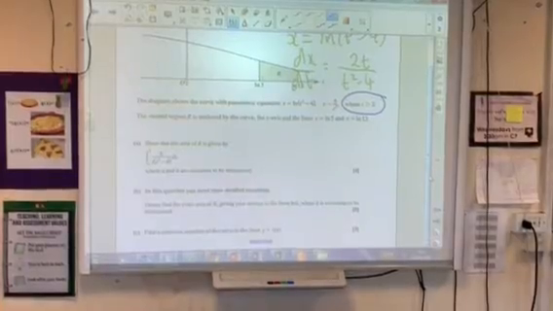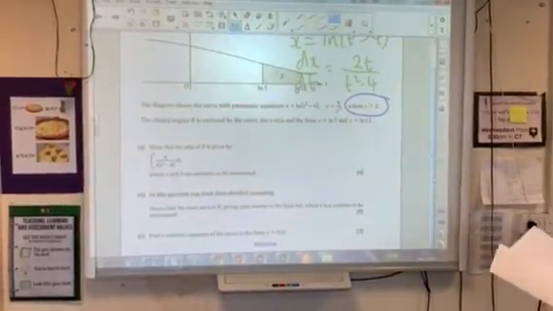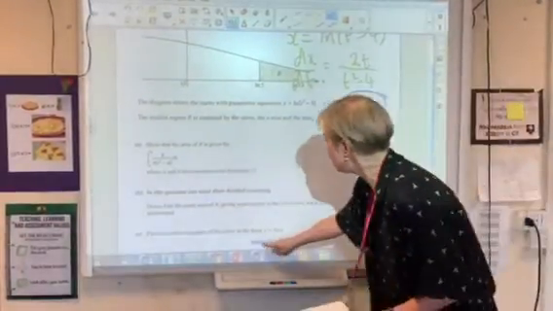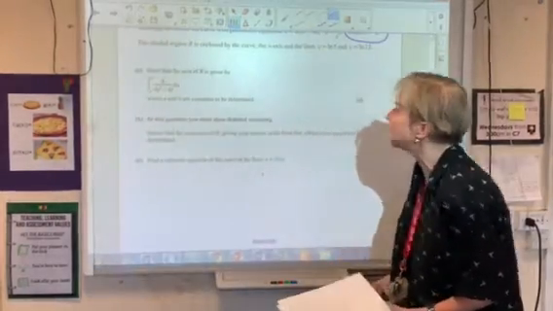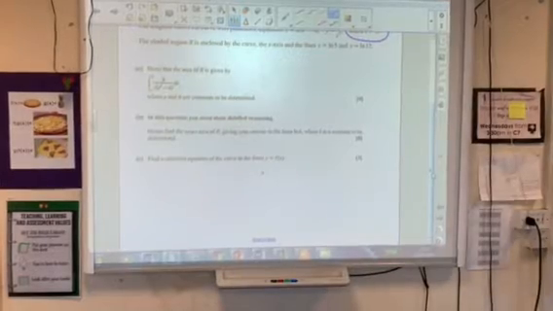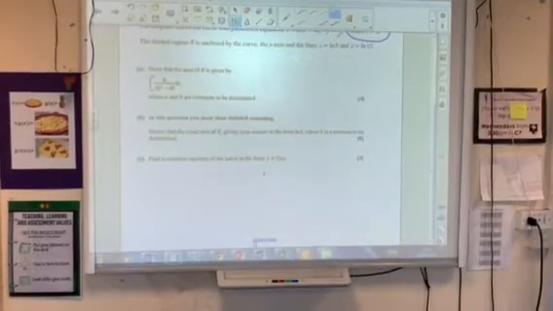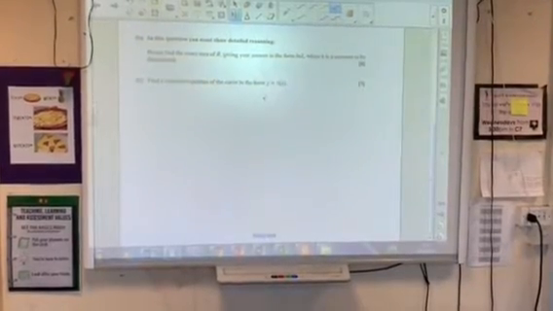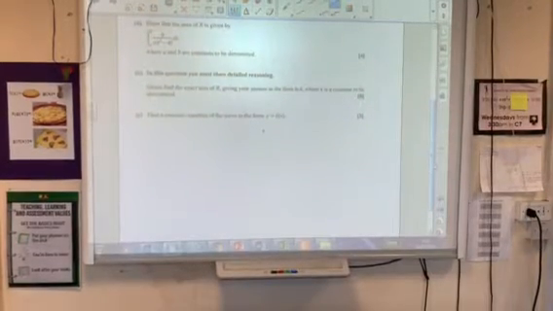Now in part B, you need to show detailed reasoning. So even if you weren't able to do part A, you would be able to have a go at part B. Now it's integration, and you are going to be integrating the function that you have in part A.